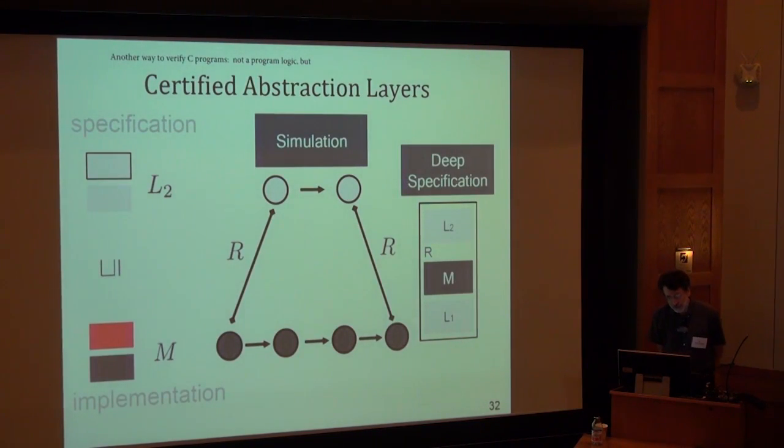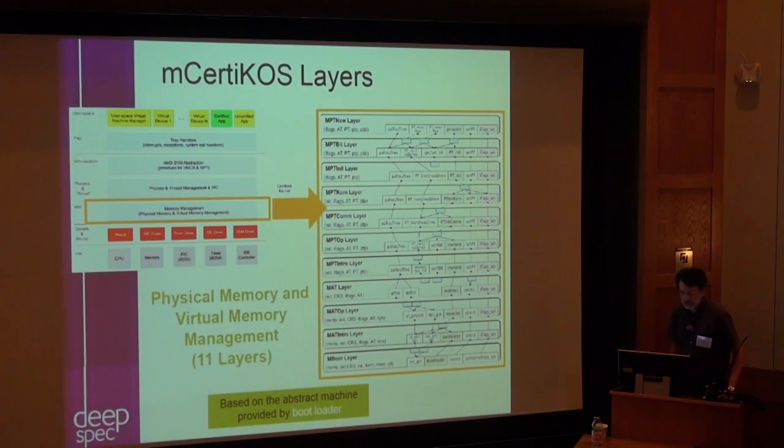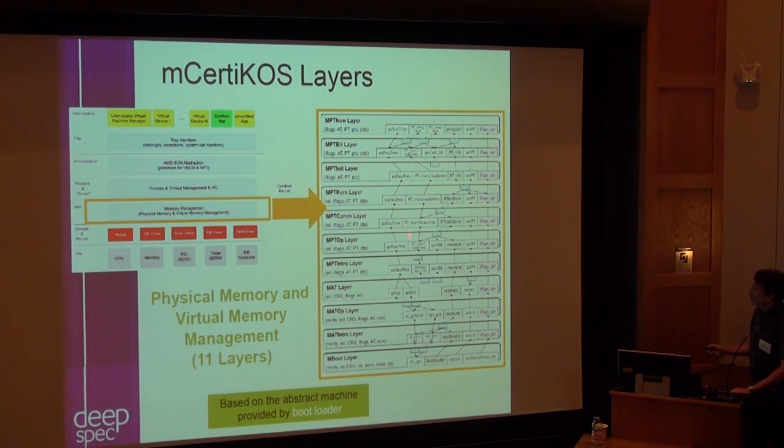Now, the methodology used, certified abstraction layers, basically allows you to show that a C program correctly implements a functional program. So it's a refinement method based directly on the operational semantics, not a kind of axiomatic semantics such as Hoare logic or separation logic. And the point is that this is many layered, right?